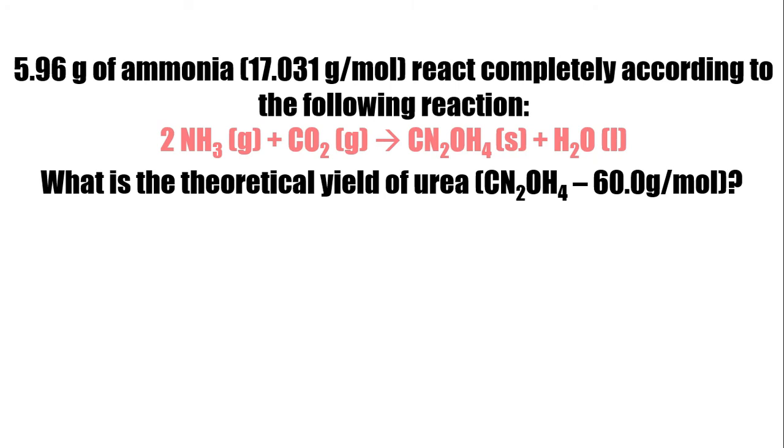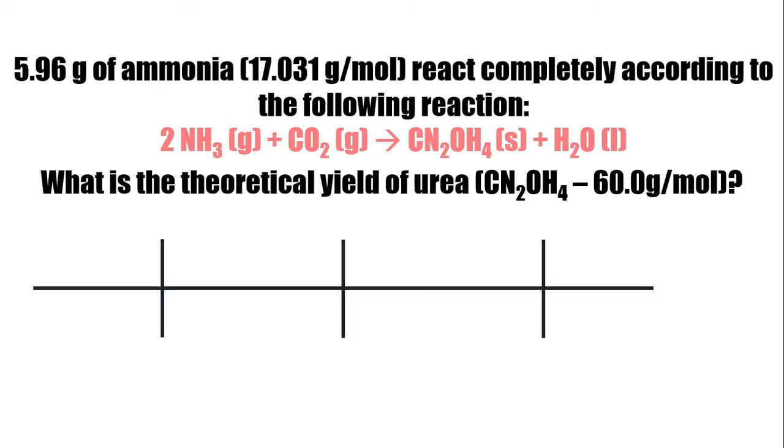Okay, let's have another one. 5.96 grams of ammonia react completely according to the following reaction. 2 ammonia gas plus carbon dioxide gas will yield urea plus water. What is the theoretical yield of urea? Okay, again, we're just looking for theoretical yield. And again, theoretical yield is the maximum number of product that can be produced, or the possible number of product or amount. So basically, this is just a normal stoichiometry problem.